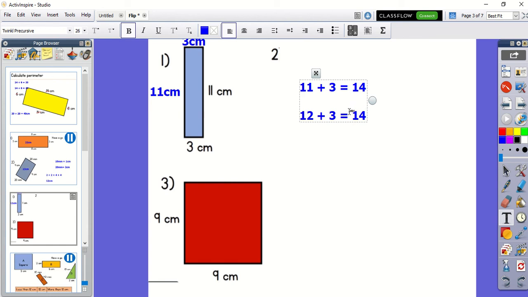You can use column method to help you with this. 4 add 4 is 8. 1 add 1 is 2. So my answer is 28 centimetres.